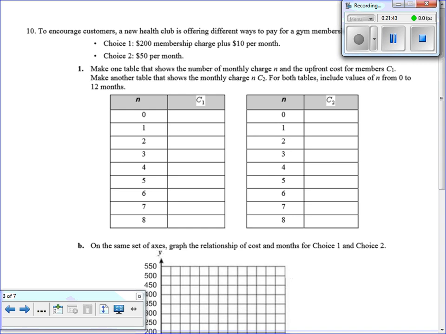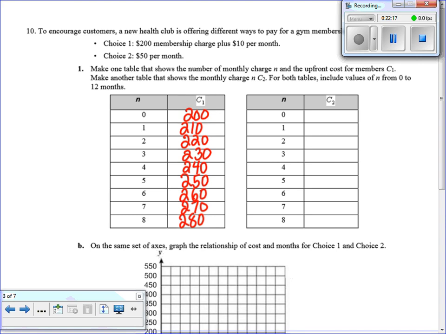So for this first option, if they do 0 months, they're still paying the $200 membership fee. And for the first month, it'll be $210. Then it'll be $220 if they go 2 months, $230, $240, $250, $260, $270, and $280 for 8 months. We're only going to 8 months.